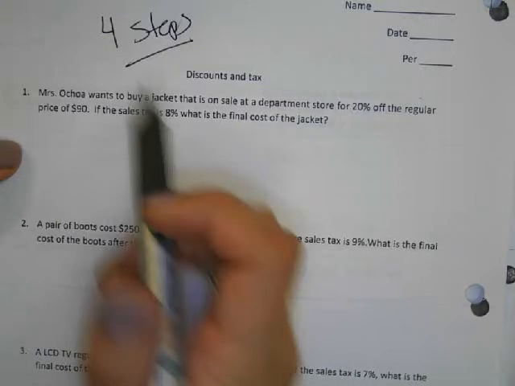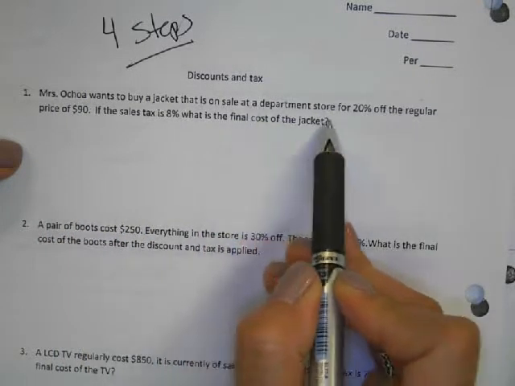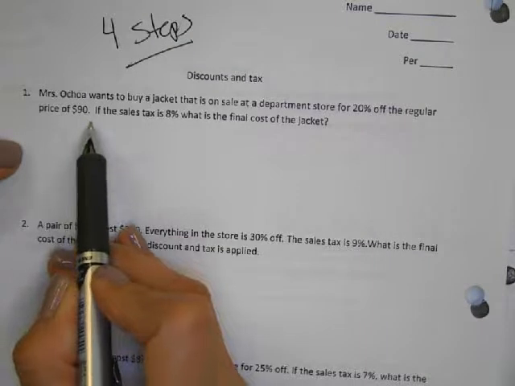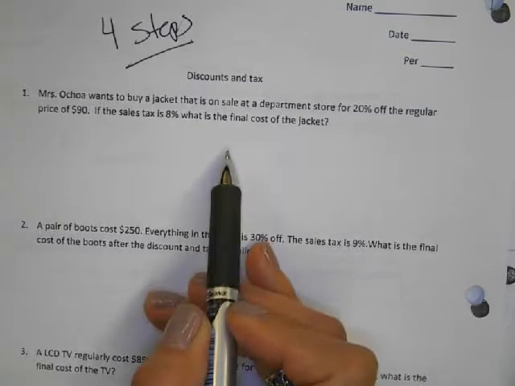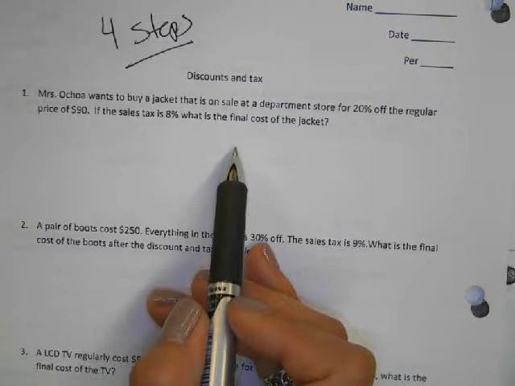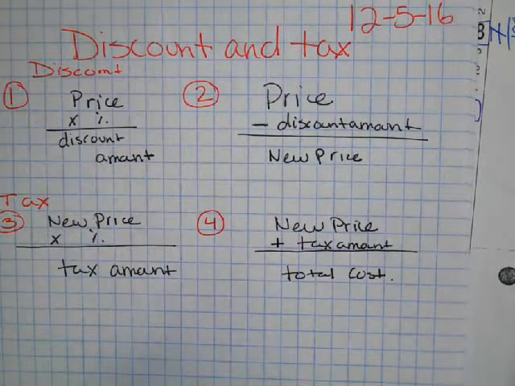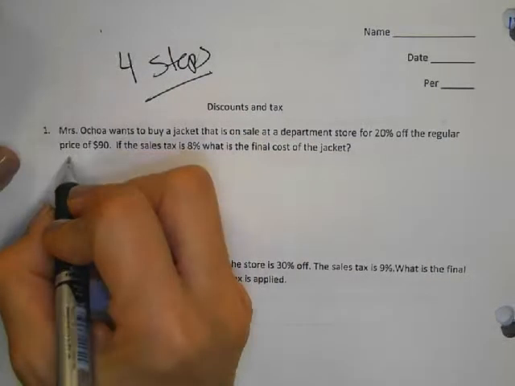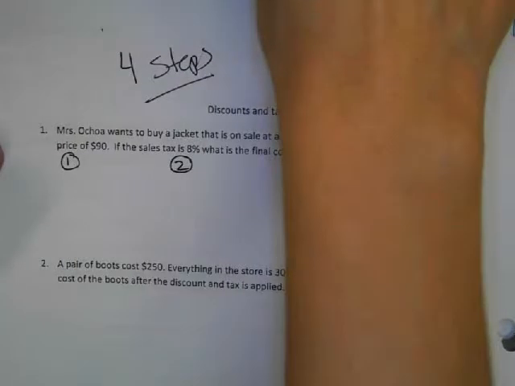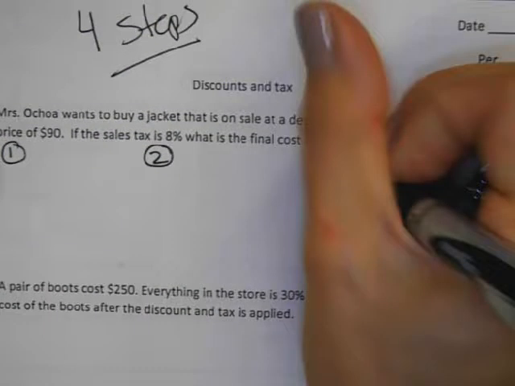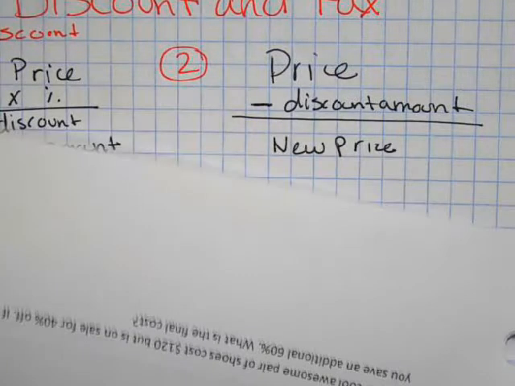Okay, number 1. Mrs. Ochoa wants to buy a jacket that is on sale at a department store for 20% off the regular price of $90. If the sales tax is 8%, what's the final cost of the jacket? Now, if you know the shortcut for discount, I would do the shortcut for discount and then do the tax like this. But since you forgot, we're going to do it the long way. Number 1 and number 2 are on what topic? Discount. 3 and 4 are on tax.